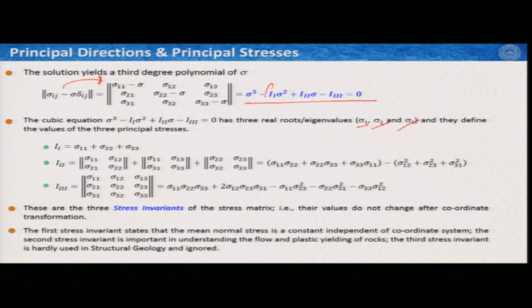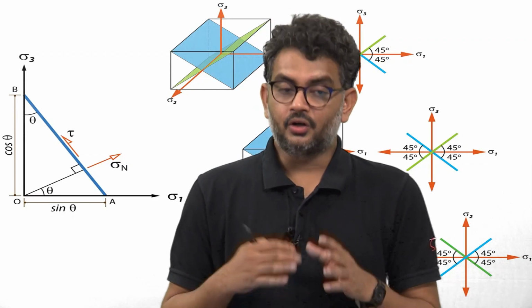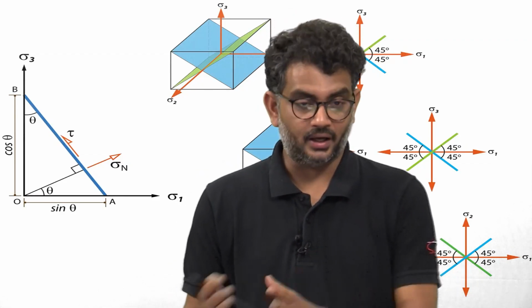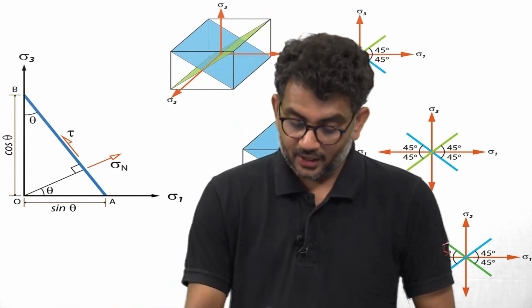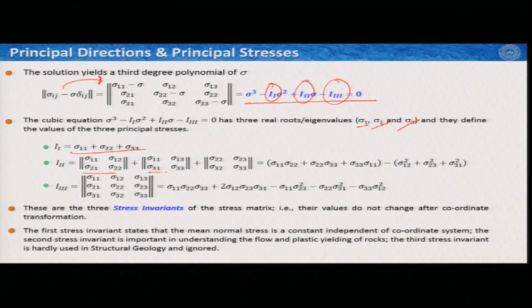Now, these I1, I2 and I3 that we also get along with the principal stresses have a very important contribution in the understanding of mechanics and also in structural geology. You can express them in terms of stress components like this. There are many forms in which you can write these 3 terms, but these I1, I2 and I3 are known as stress invariants.